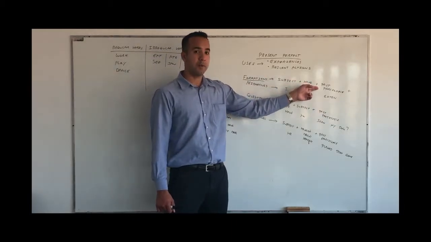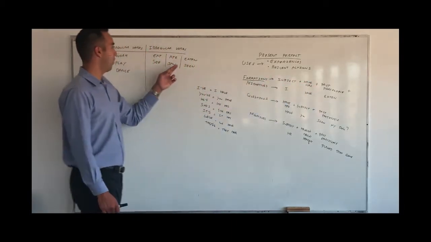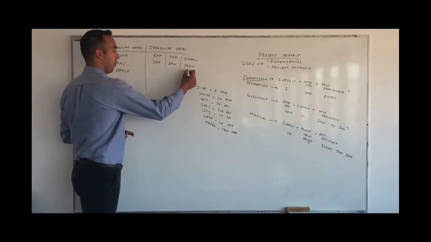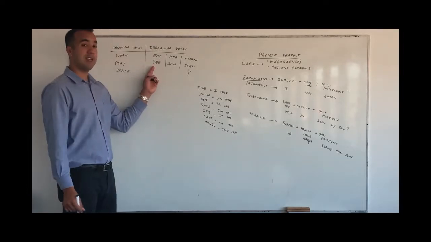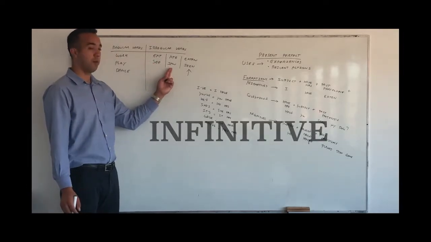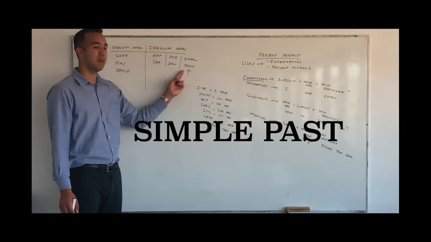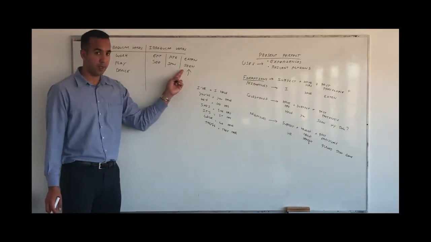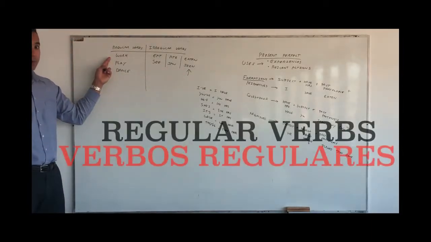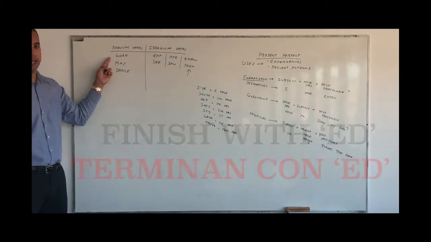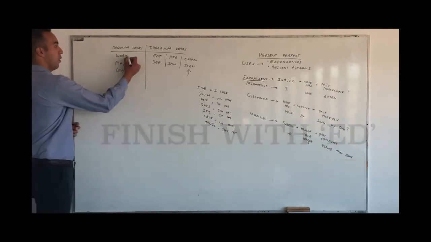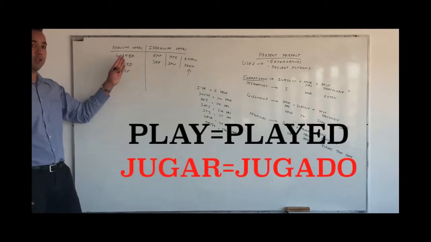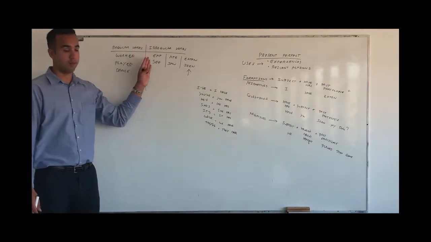Now, just talking about the verb in the past participle, with verbs which are irregular, we have to use the verb in the third column. This is the infinitive verb, this is the column of the simple past, and this is the past participle. So irregular verbs in the third column. If the verb is regular, we have to put ed at the end of the verb. So work becomes worked, play, played. So that's the difference between regular and irregular verbs.